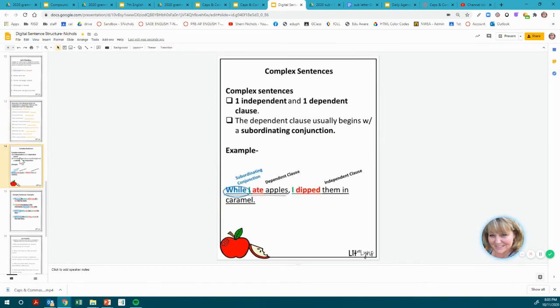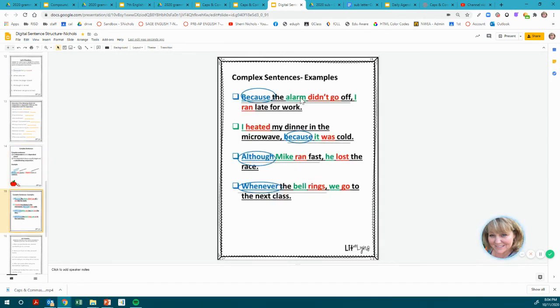And then we are going to do complex sentences that have one independent and one dependent clause. The dependent clause usually begins with a subordinating conjunction. Example, while I ate apples, comma, I dipped them in caramel. So while I ate apples is your subordinating conjunction. That's your dependent and your independent. So here's some examples. Because the alarm didn't go off is your dependent. I ran late for work is your independent. So forth and so on.